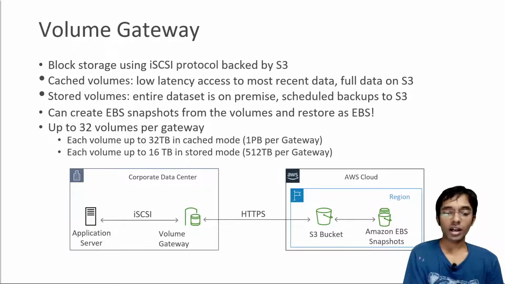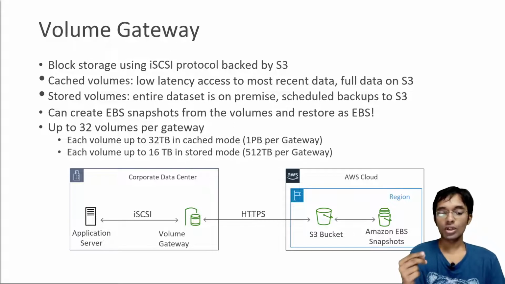So as a diagram, what does it look like? Here, our application servers are on premise, and they talk using the iSCSI protocol to our volume gateway. The volume gateway exposes volumes for your application servers, and in the backend there's a synchronization done with Amazon S3 over HTTPS, and so securely.